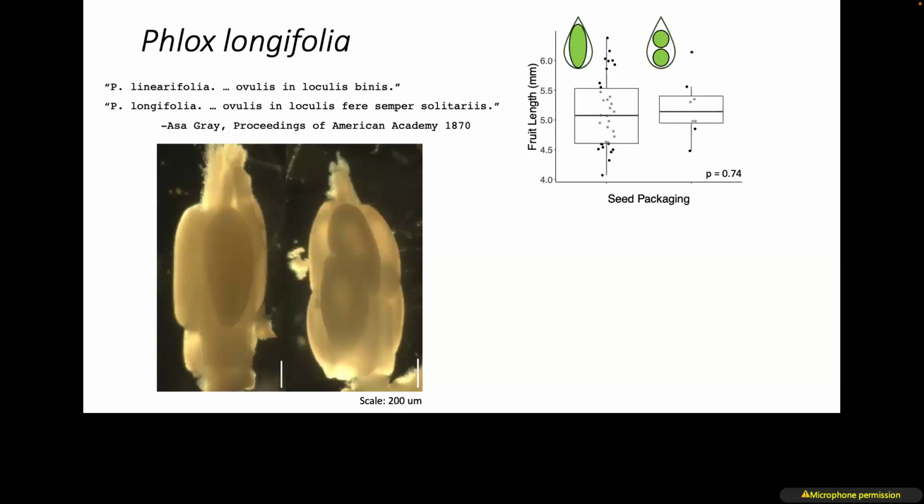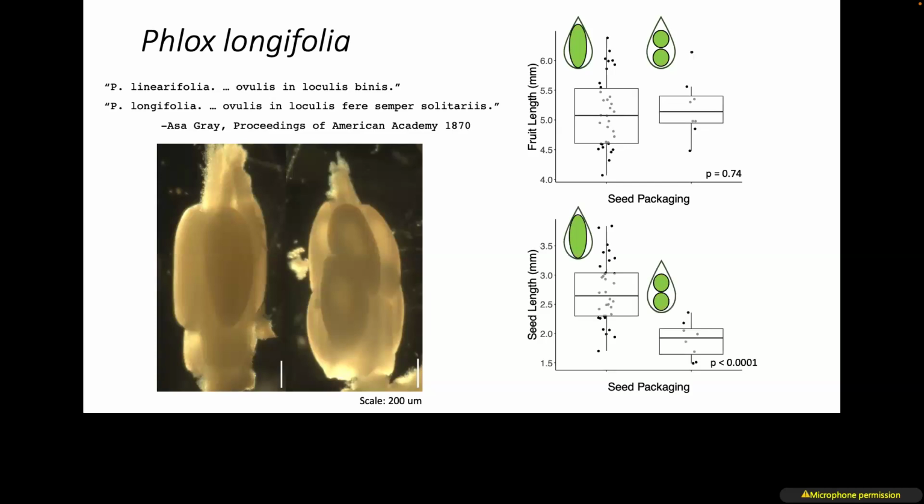And additionally, we see that there's no difference in fruit size between single ovulate and multi-ovulate plants. And the variation that we see is really this striking trade-off in seed size between these two, where when you're producing one seed per chamber, it's much larger than when you're producing two seeds per chamber.